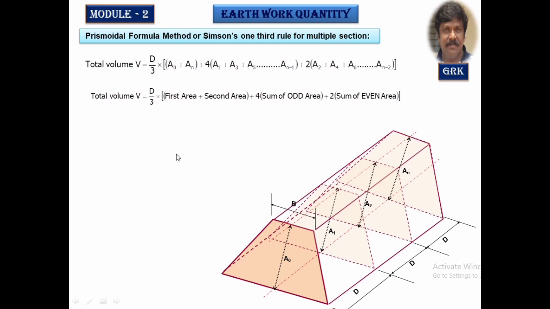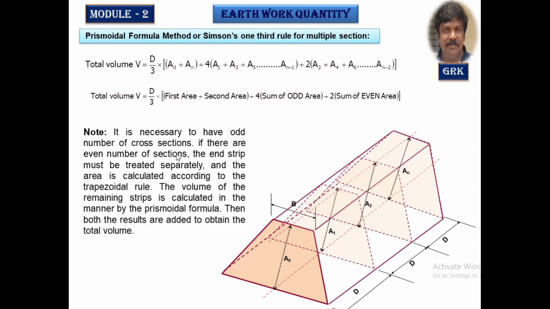Let us try to understand how to calculate the volumes by making use of all these 3 formulas in the problems. Whenever you are using this Prismoidal formula, always the number of sections has to be odd in number. Now here I find 1, 2, 3, 4. Now if it is even, I have to take only the odd numbers into consideration. The last part should be treated separately by the mean sectional area method, that is the trapezoidal method. You have to calculate the volume and add it to this formula.